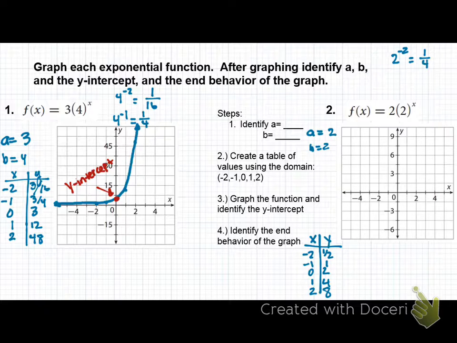So now we're going to put this into our graph as points. And again, it's going up infinitely. As x gets larger, the graph is infinitely increasing. Okay? Does that make sense, everyone?